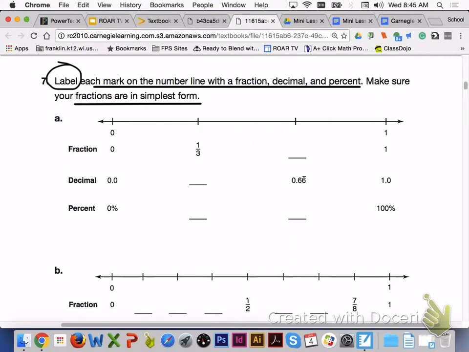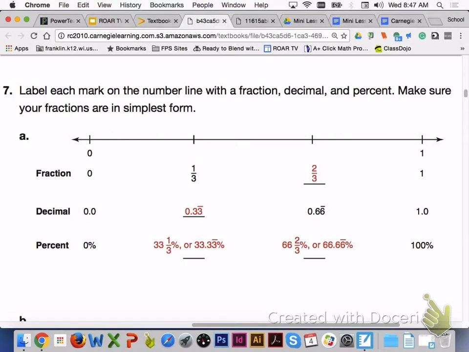Turn to page 394 and please answer number 7, letters A, B, and C with your group members. You may also use a calculator for this part if needed. For number 7, letter A, your missing fraction is 2/3. Your missing decimal is 33 hundredths, and your missing percents are 33 1/3% and 66 2/3%. You could also write it in decimal form as your percent if you did that as well.